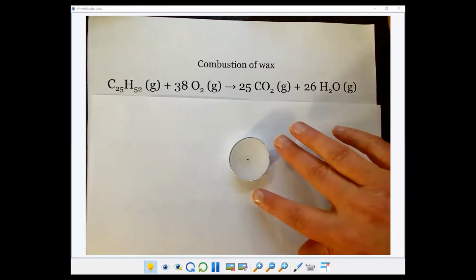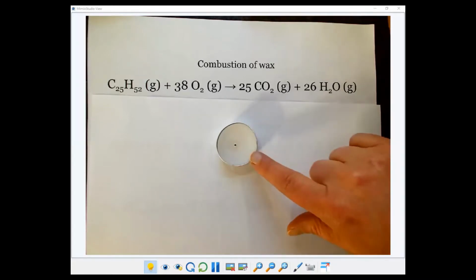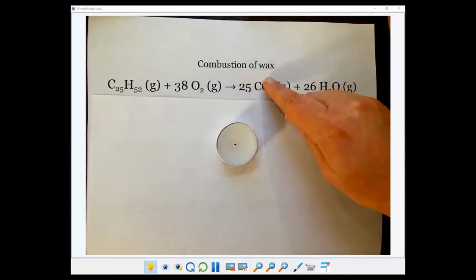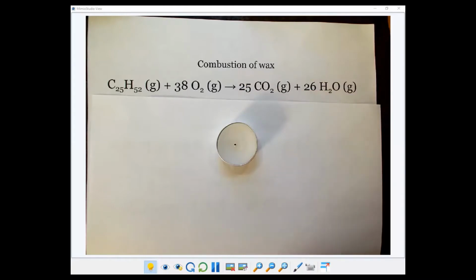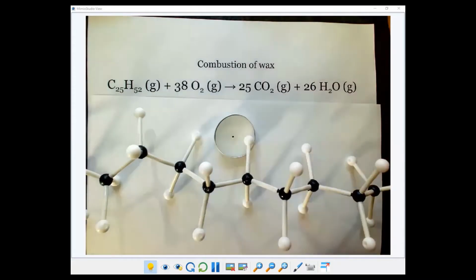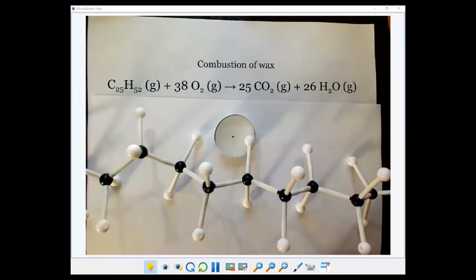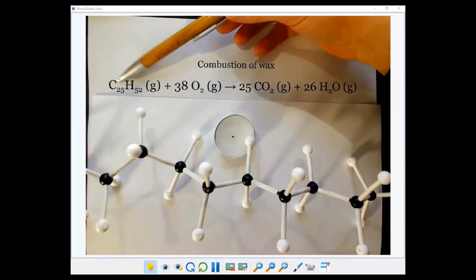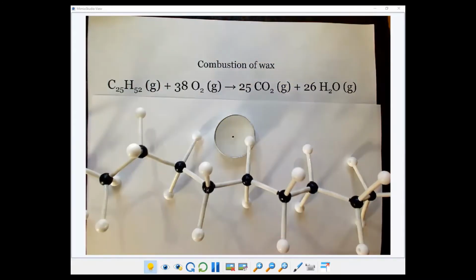Let's look at what happens chemically when we burn the wax in this candle. So we're going to be burning, or combusting, the wax, and that's what the formula looks like. We're going to take a big long chain of carbons and hydrogens, right? In this case, it's 25 carbons, 52 hydrogens all bound together in a big long chain. Now, like I said, this wax is a mixture of many different molecules. Some of them might have 30 carbons, some of them might have 40 carbons, some of them might have 42 carbons, some of them might have 23 carbons.